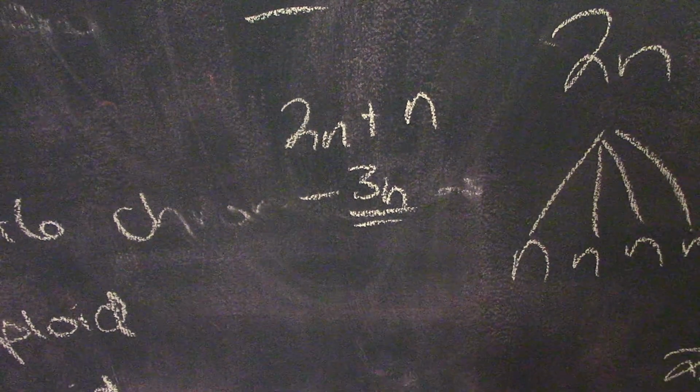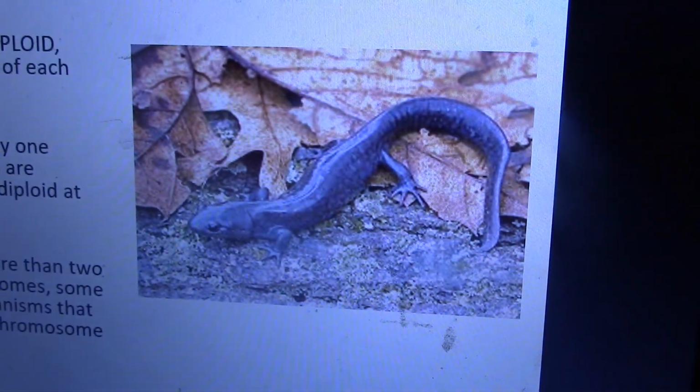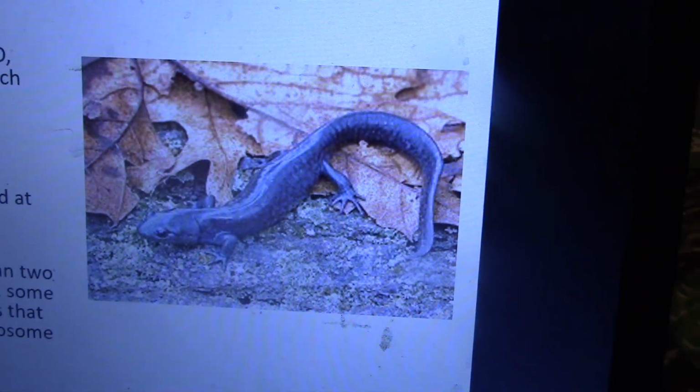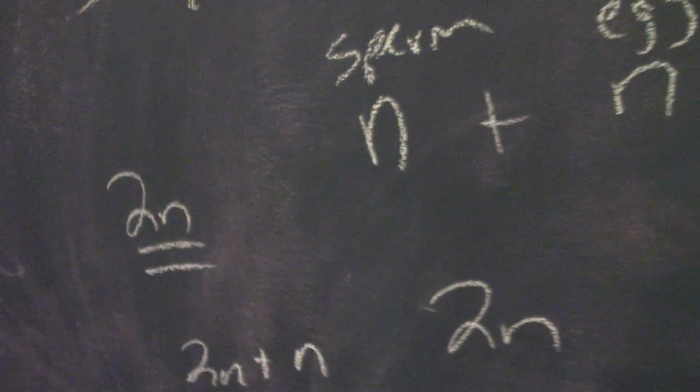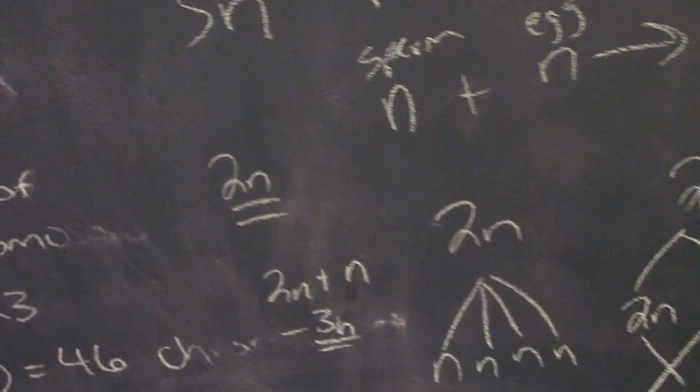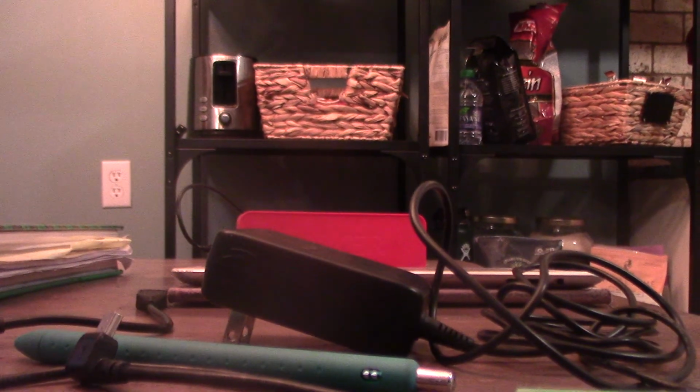Okay, so this is a tiger salamander. You may have seen this around. Now, in the fall, sometimes you see these really massive salamanders, these big orange-looking guys. Let me see if I can get a picture of one here. Just give me a second.